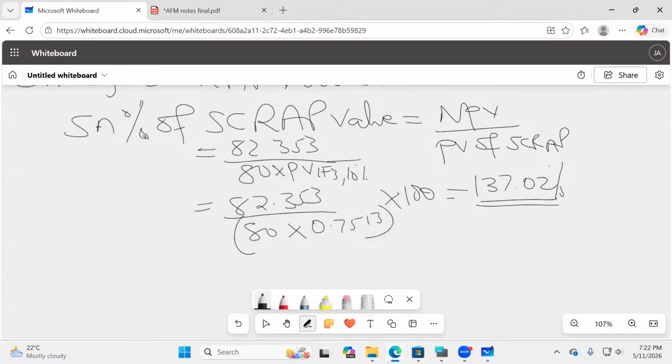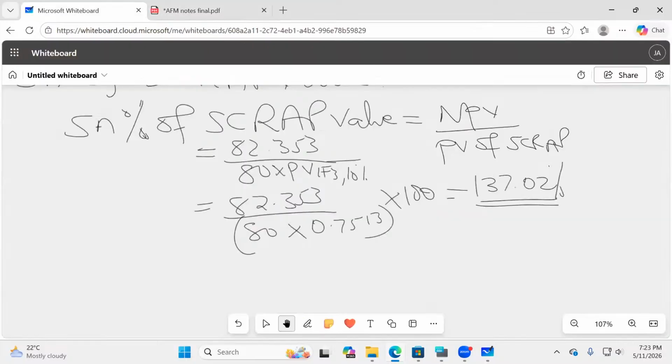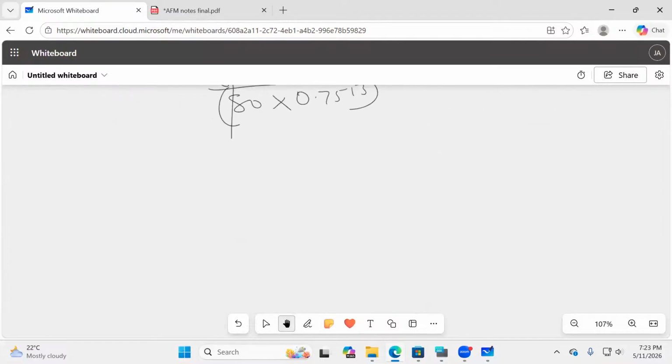All right, and now we go to the very last one. From the question paper, they want us to give them the sensitivity analysis of sales revenue. This one I would want you to try. This is really yours.